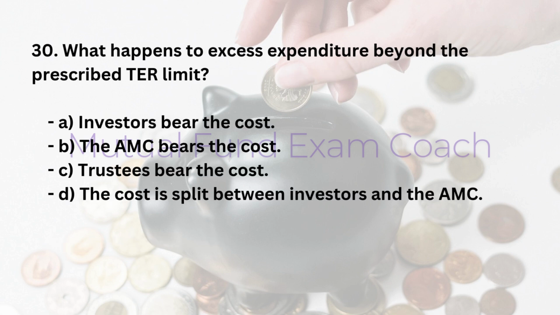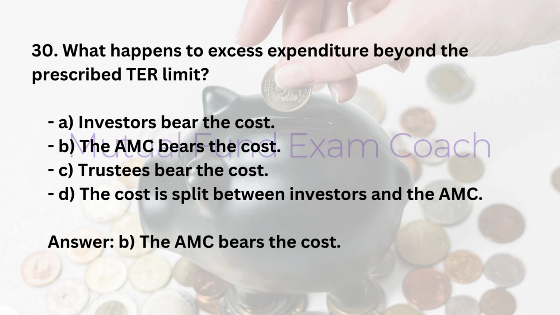30. What happens to excess expenditure beyond the prescribed term limit? A. Investors bear the cost. B. The AMC bears the cost. C. Trustees bear the cost. D. The cost is split between investors and the AMC. Answer: B. The AMC bears the cost.